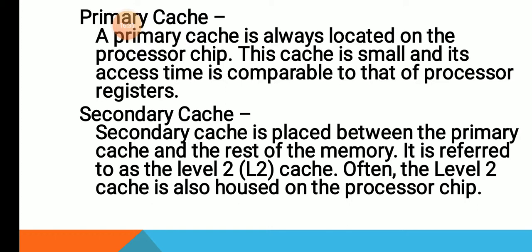Secondary cache. The secondary cache is placed between the primary cache and the rest of the memory. It is referred to as a level 2 or L2 cache. Often the level 2 cache is also housed on the processor chip.